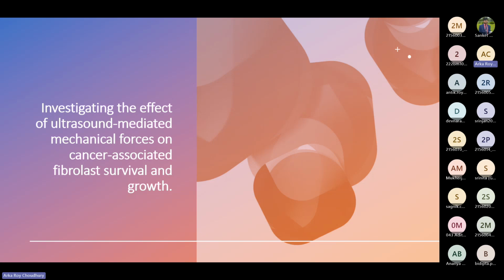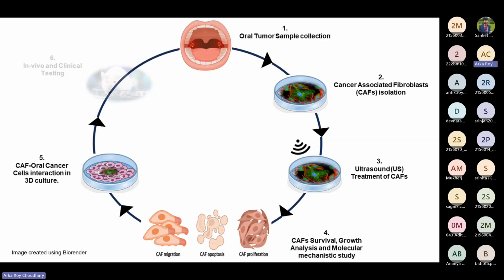So this is the title of my project, and I'll give you a brief overview. I presented the same thing in my research proposal, so I'll just walk through it. We have a collaboration with a local hospital here, Ramaya Hospital. You might know it, it's a very famous government hospital here. We get patient samples. I work with primary cells basically, and we get oral tumor samples, and then we isolate cancer-associated fibroblasts from the oral sample and treat them with ultrasound to see the effect.